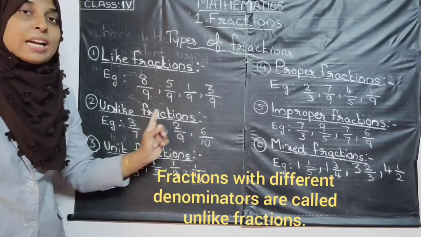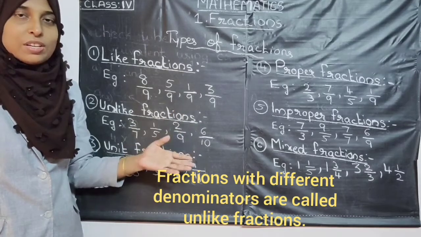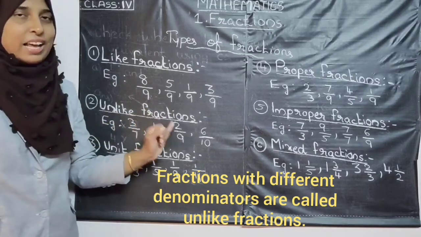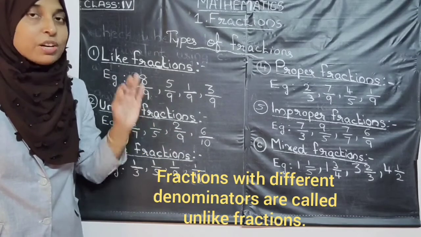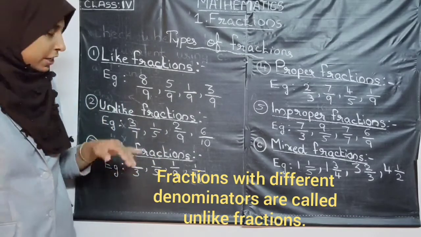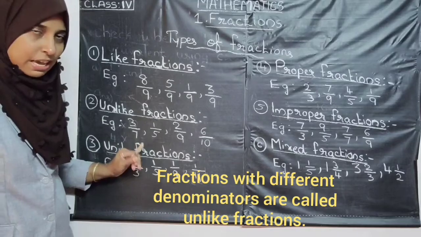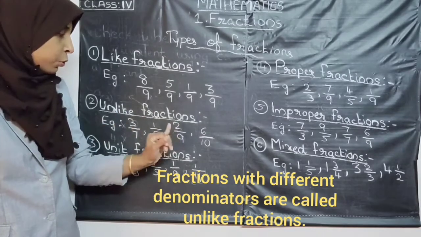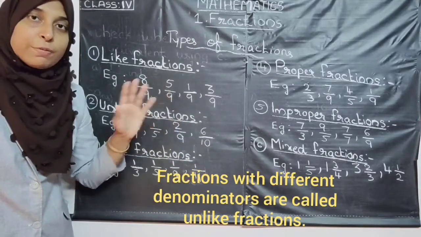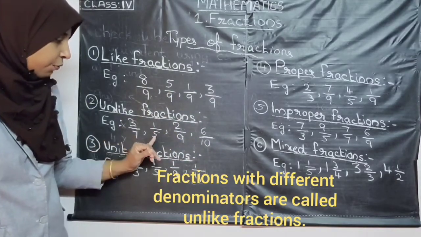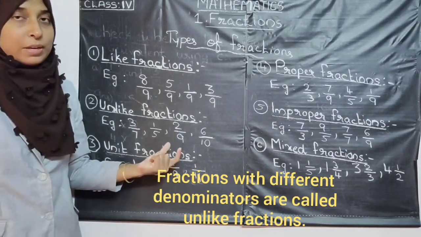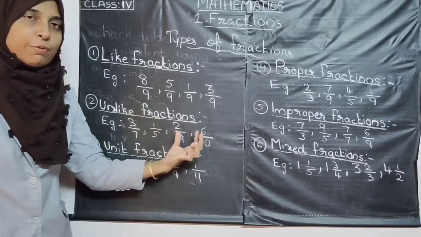Next one is unlike fractions. The fractions which have different denominators are called unlike fractions. Look here, example: 3 by 7, 1 by 5, 2 by 9, 6 by 10. All the fractions have different denominators. Here it is 7, 5, 9, 10. The fractions which have different denominators are called unlike fractions.